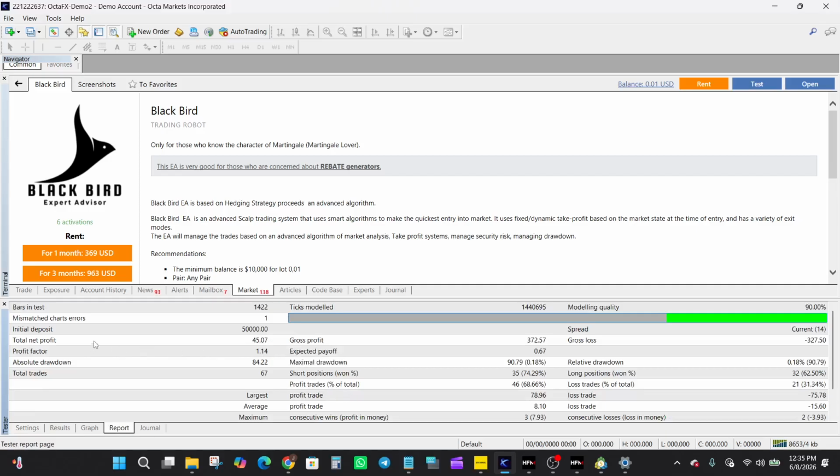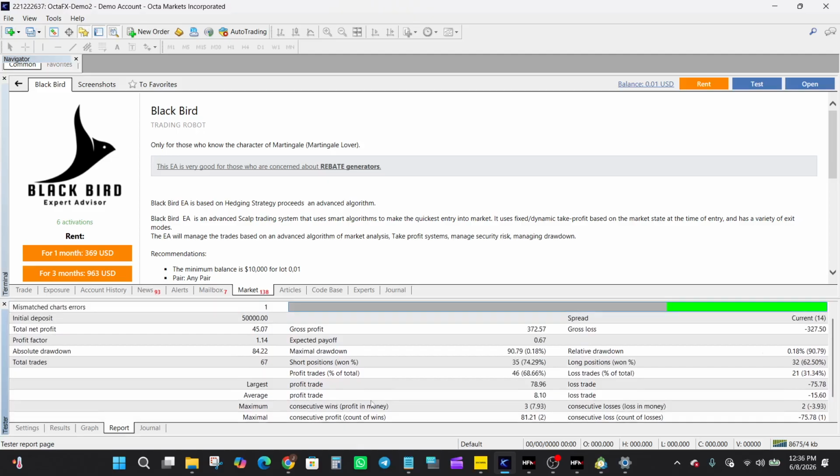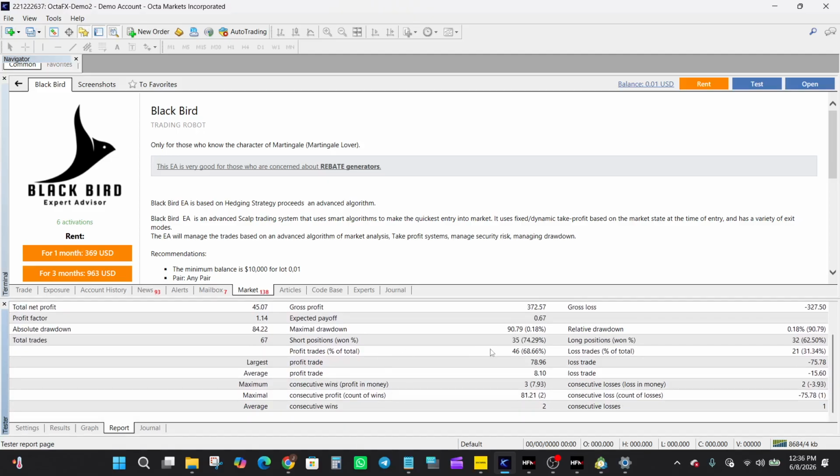We can see that from an initial deposit of $50,000, the total net profit was $45.07. Total trades taken were 67, and short positions were 35 with a 74.29% win rate. Long positions were 32 with a 62.5% win rate, and the largest profit was 78.96. Largest loss was 75.78. Now, the average profit was $8.1 and the average loss was $15.6.